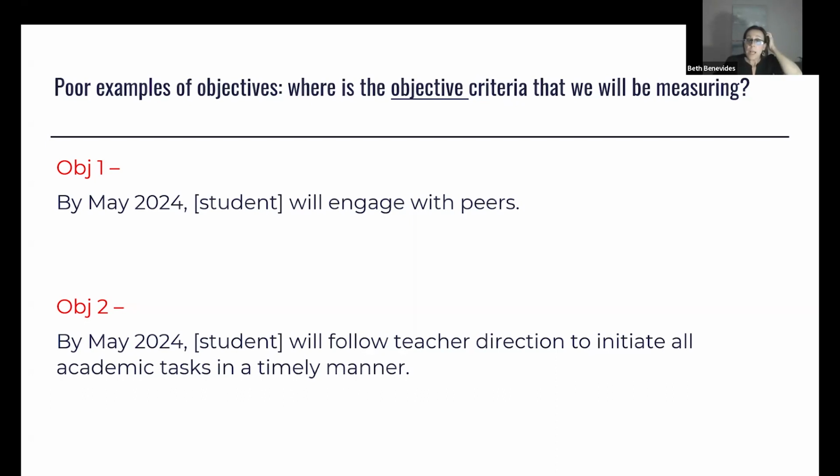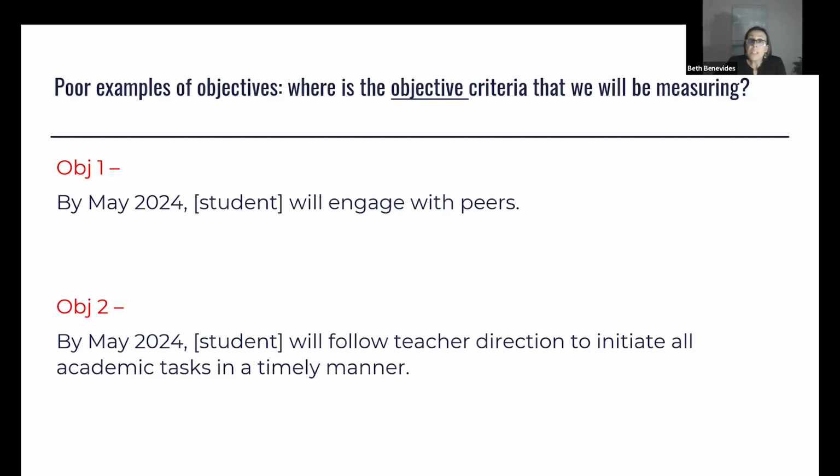So in objective 1, it says by May 2024, the student will engage with peers. Okay, so are we looking for engagement with peers? What does that mean exactly? Does that mean waving hello, or is engaging interacting with peers during structured play or unstructured play? And for how long? Is engaging with peers 15 seconds, or is it 20 minutes of an activity? Will the child require any adult modeling or any adult support to do this?